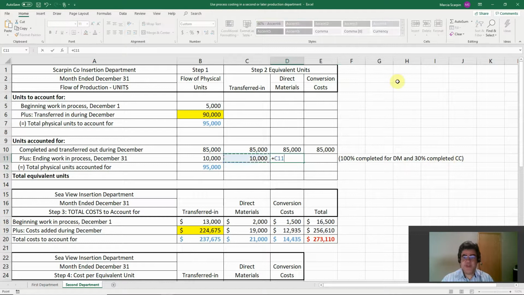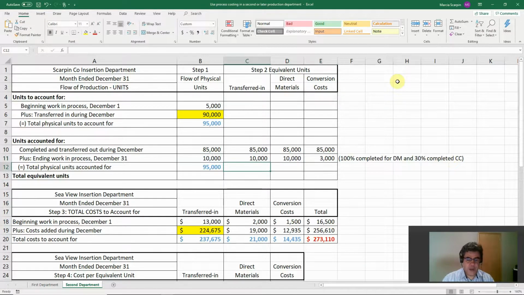So 100% for direct materials, 10,000 units. 30% for conversion costs, times 30%. And now we sum here our total equivalent units. Total equivalent units, we combine completed and transferred in. And here are our numbers.